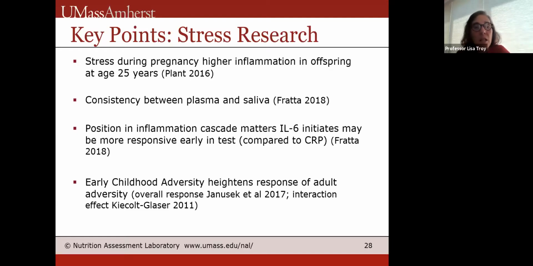Okay. For stress research, here are some of the things that we went through, just a highlight of the points we made. Stress during pregnancy led to higher inflammation in offspring, measured at 10, 15, 20, and 25 years. At 25 years, they were still seeing higher inflammation among the offspring of mothers who were depressed during pregnancy. There seem to be pretty consistent results whether you're taking it within plasma or saliva. So again, that gets back to what your lab infrastructure looks like, and where the cytokine or APR is relative to the inflammation cascade. And then early childhood adversity heightens the response to adult adversity. We saw that in 2 studies, looking at overall response and interaction effects.